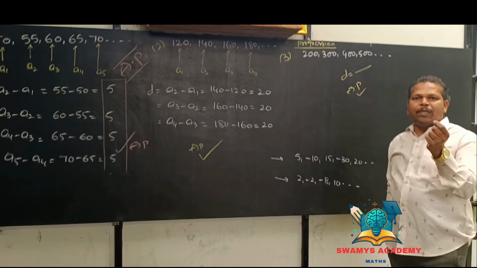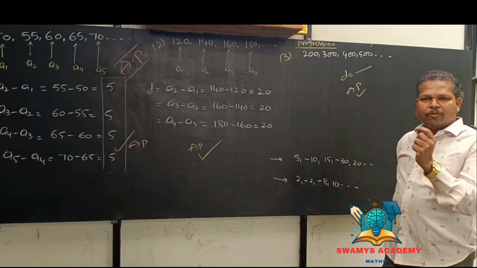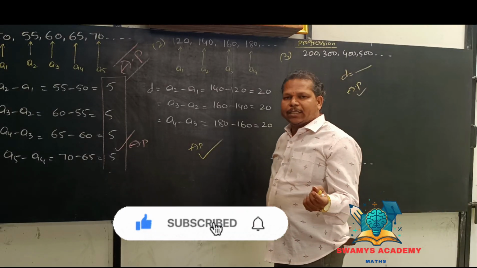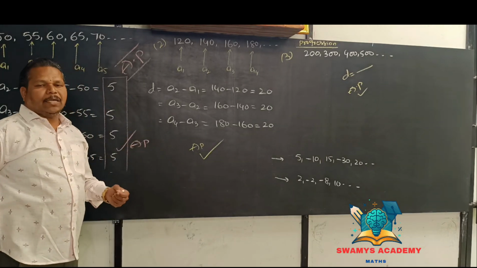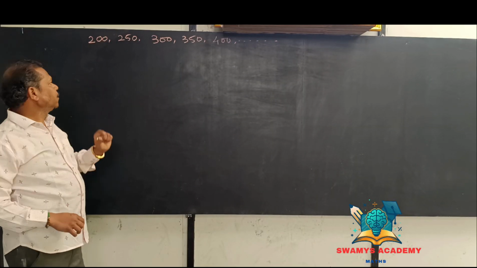A2 minus A1 should be equal to A3 minus A2. A3 minus A2 should be equal to A4 minus A3. A4 minus A3 should be equal to A5 minus A4, and so on. There are a few terminologies we will now discuss. One example we'll take to find the nth term.